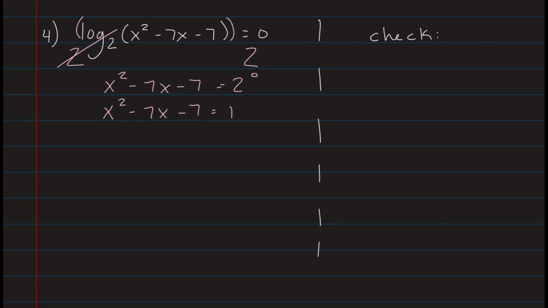Now notice, this is now a quadratic equation. We solve quadratic equations by getting everything to one side and putting it into standard form. So I need to move this 1 to the left-hand side. I do that by subtracting 1 from both sides. So I have x squared minus 7x minus 8 is equal to 0.